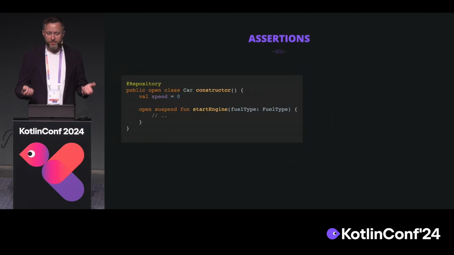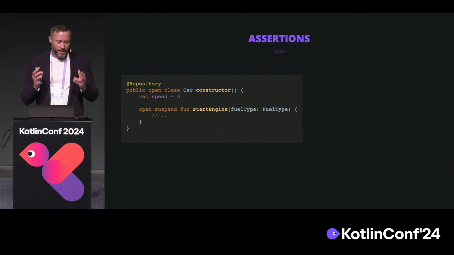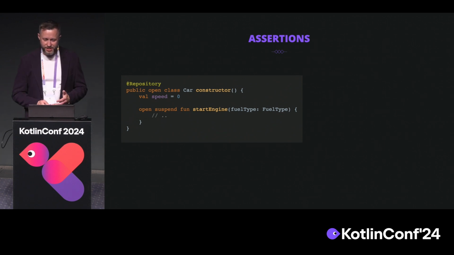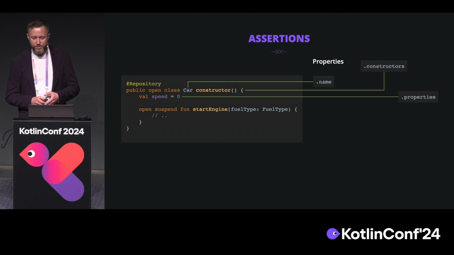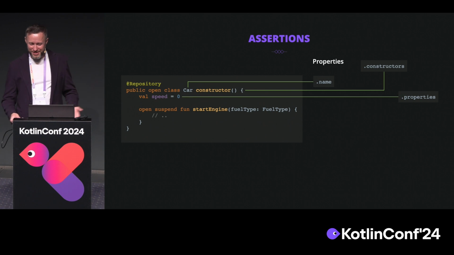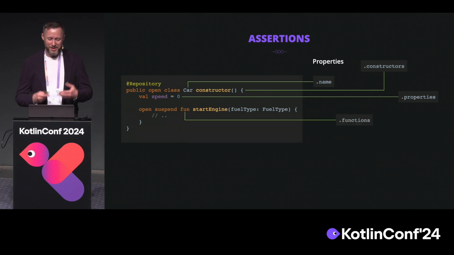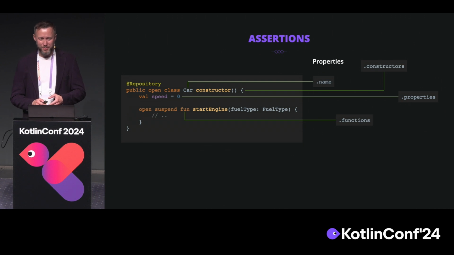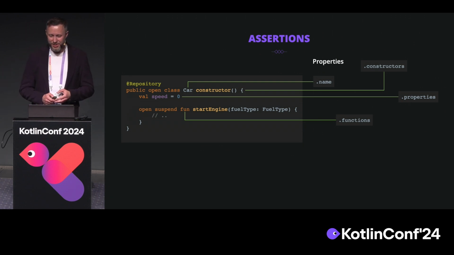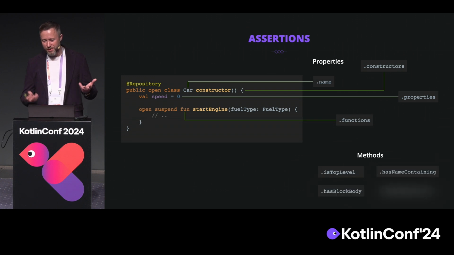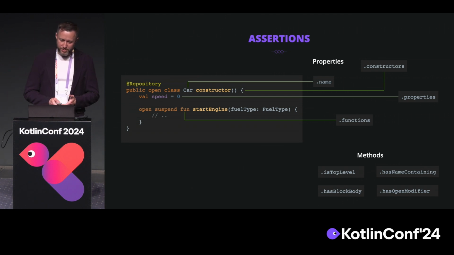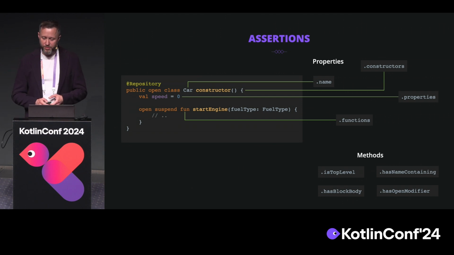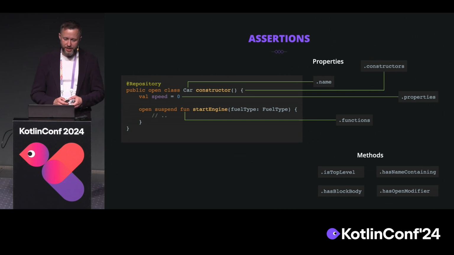The Konsist API provides a set of properties to basically allow you to retrieve information about declarations existing in code. For example, we have a name property where we can get the name of the class, the constructors property. We can have a properties property, which is a bit abstract, but basically it will give you a list of all the properties within a given class in this example. We can filter functions in a similar way. On top of that, these declarations have additional methods to check simple things. Is the function top level, or maybe has it a certain kind of modifier? These are typically more handy when writing assertions to verify things.